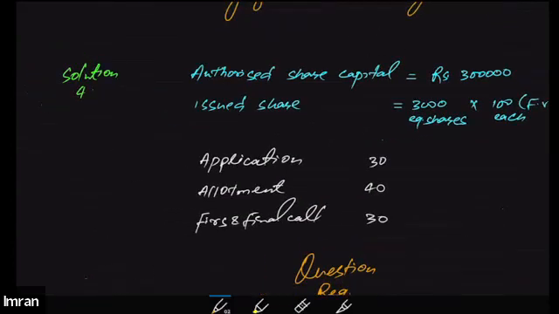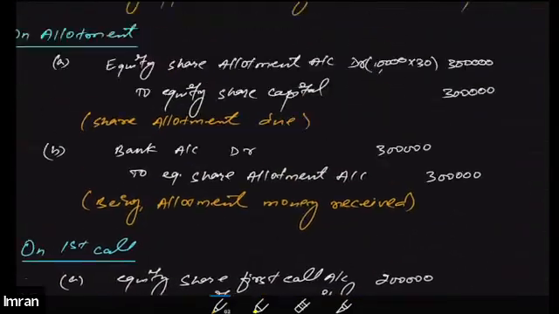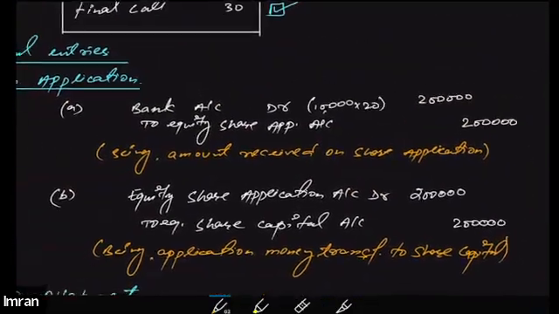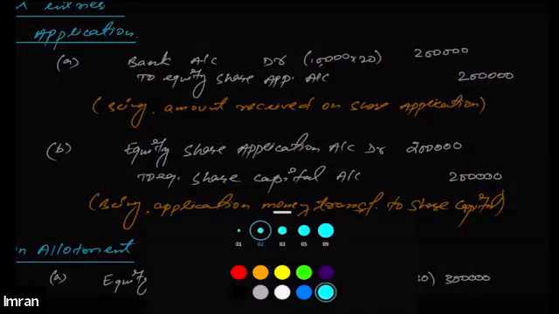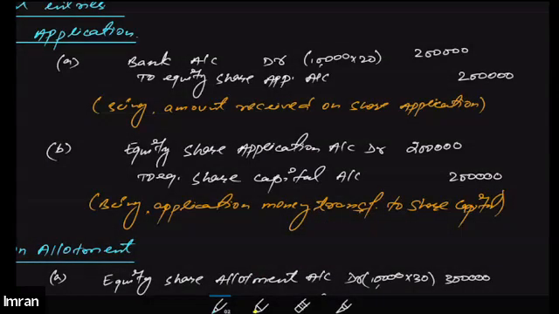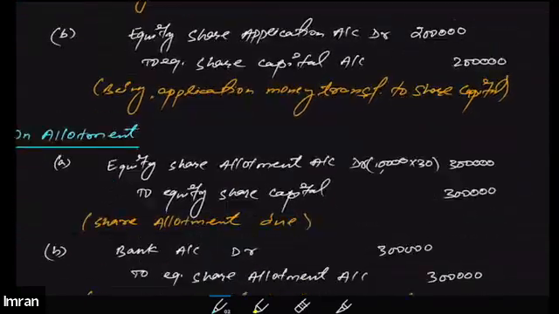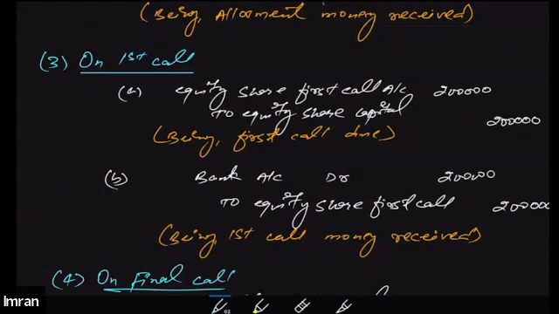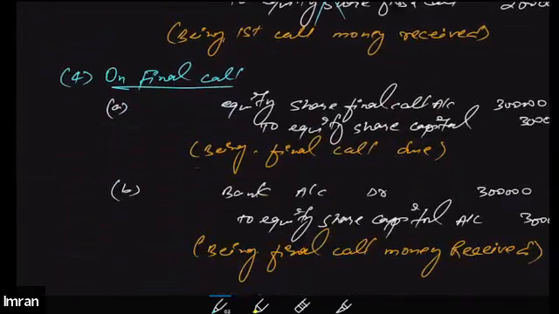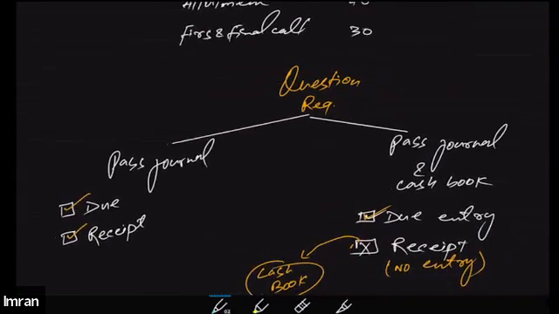Now see, let me further tell you. Let's suppose a question is asking us to pass the journal entry along with the formation of the cash book. So what I mean to say is that when it requires us to prepare the cash book also, we won't be passing the bank journal entry. That means the receipt journal entry won't be done for any installment, neither for the application nor for the allotment, nor for the first call, neither for the final call. This is not required. This amount will be directly shown under the cash book. I hope this point is clear.